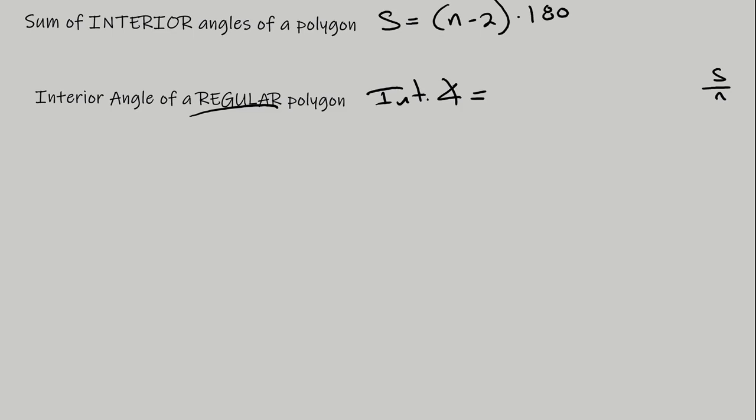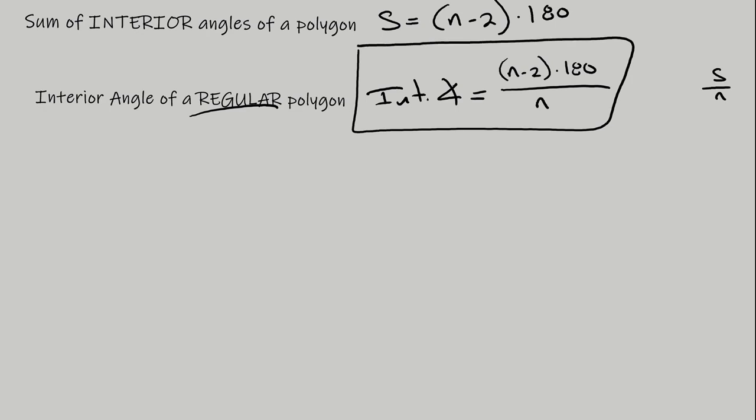What is S? In this case, S was N minus 2 times 180, and we're going to divide that by the number of sides that we have. If we do that, that gives us the measurement of each interior angle of a regular polygon. And this one's important. We are going to come back to it and talk a little bit more about this particular equation.